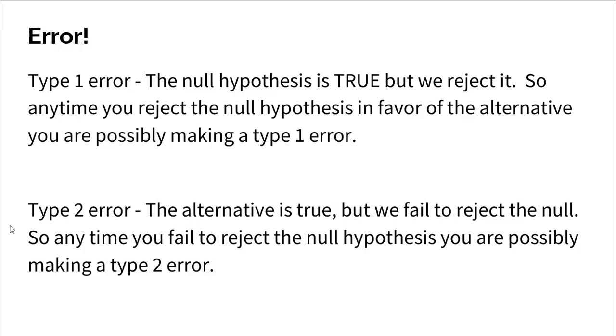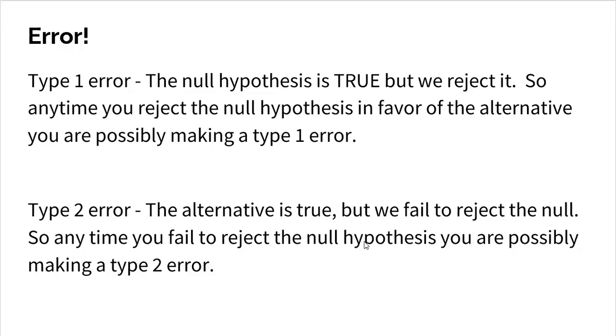So a type 1 error is when in actuality the null hypothesis is true, but we reject it. So anytime you reject the null hypothesis in favor of the alternative, you are possibly making a type 1 error. So if your conclusion is, I'm going to reject the null, there is a chance that that null was true, so you're doing the wrong thing, which means you might have made a type 1 error. Did you do it? Did you not do it? Don't stress too much about it.